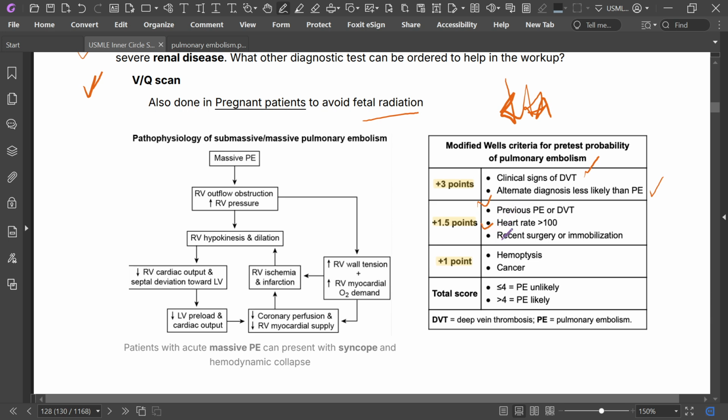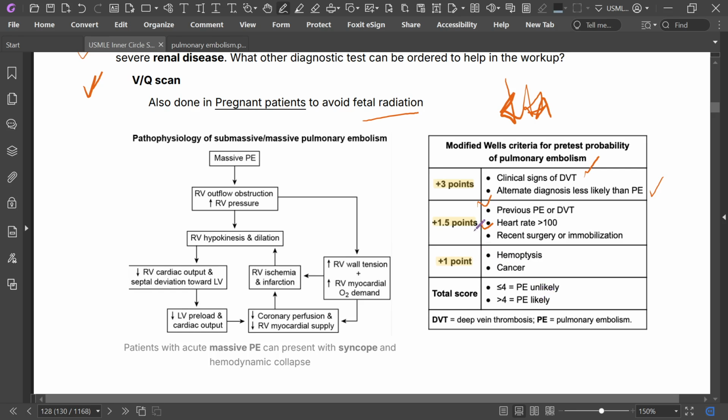Heart rate more than 100, and recent surgery or immobilization. So 3 points, 1.5 points, now 1 point is hemoptysis and cancer. If the score is less than 4, PE is unlikely. If it is 4 or more than 4, PE is likely.